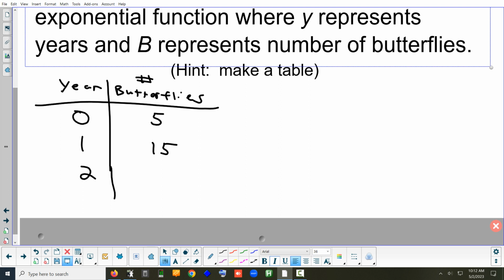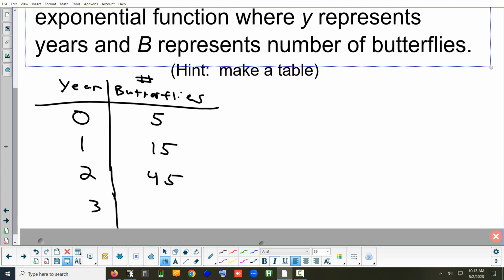That would be if it doubled. Maybe 45. 45, yeah. So 45. And then if we wanted to go 3 years later, we would have to triple 45 and use your calculator. And he'd have 135.